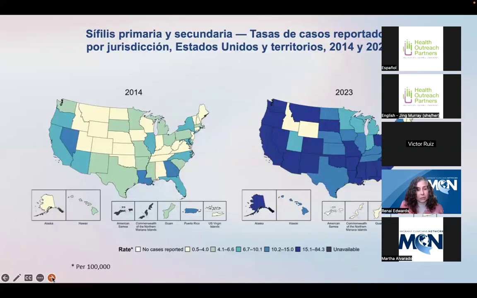The map on this slide shows a visual of the increase in rates for all primary and secondary syphilis cases in almost all states and territories from 2014 to 2023. We'll look at these maps again for primary and secondary syphilis among women and congenital syphilis rates as well.